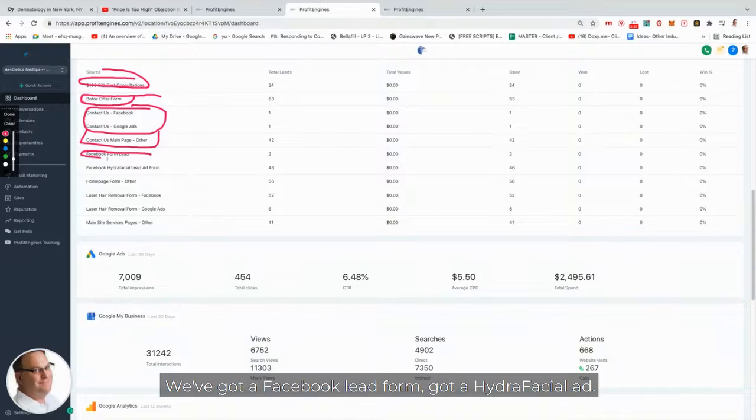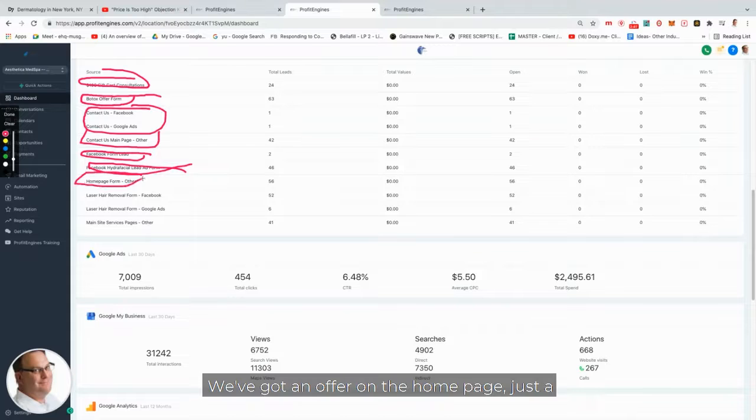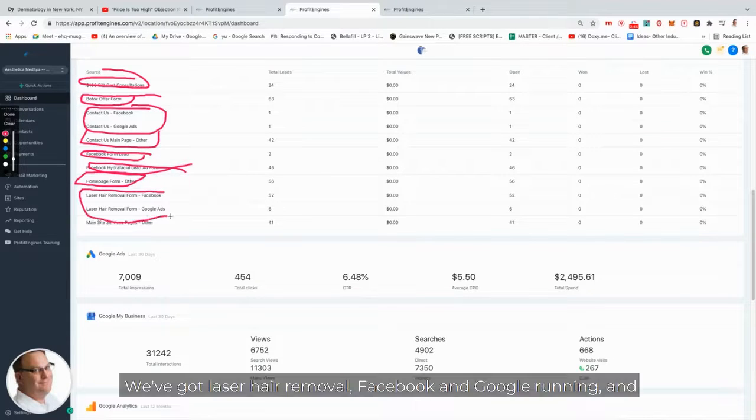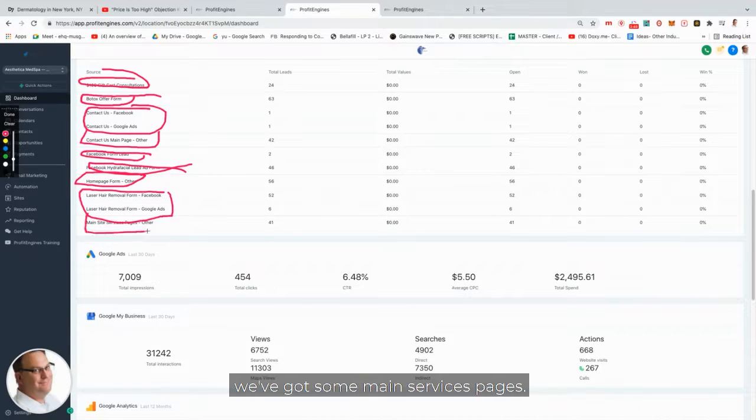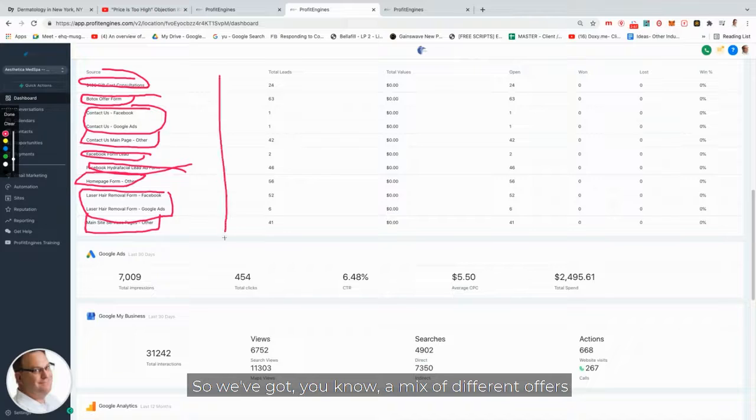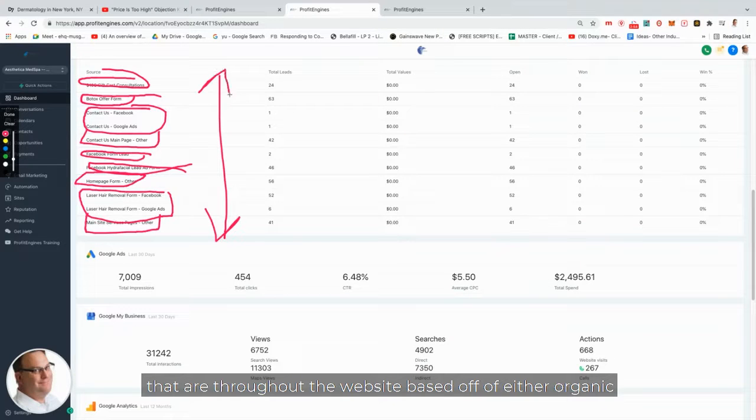We've got a Facebook lead form. We've got a hydrofacial ad. We've got an offer on the home page, just a general $100 off. We've got laser hair removal, with Facebook and Google running, and we've got some main services pages. So we've got a mix of different offers throughout the website.